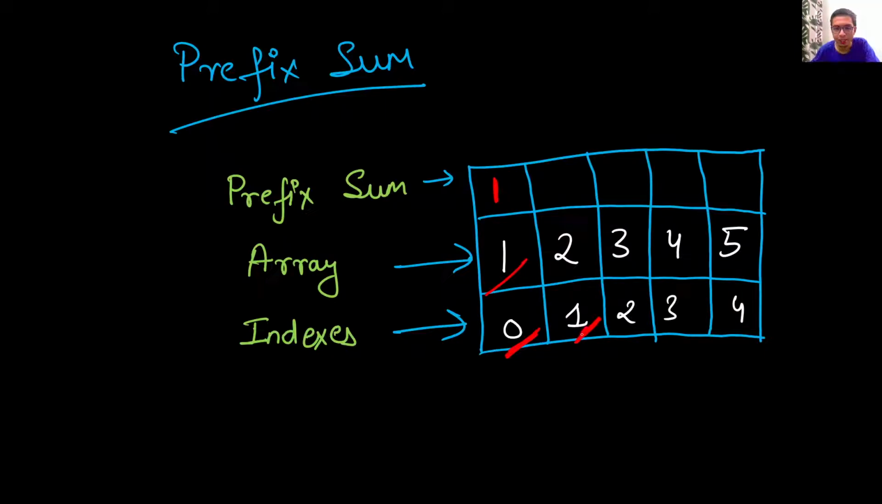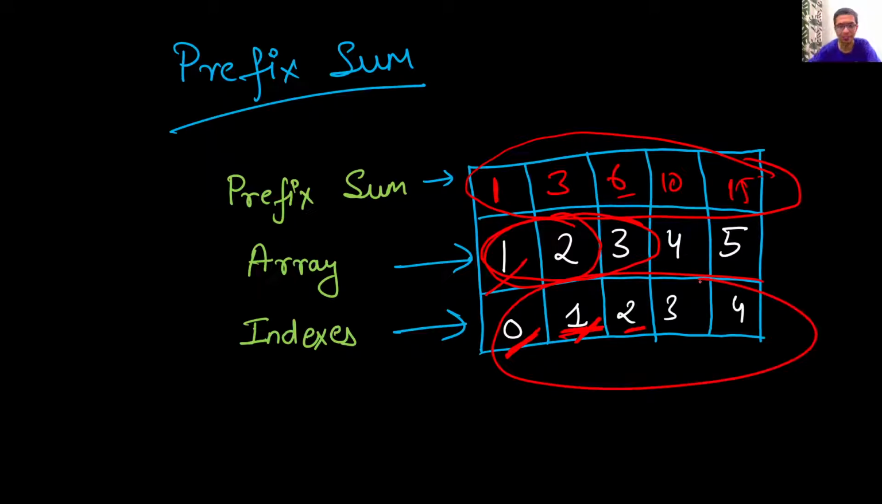At index 1, the prefix sum would be the sum of elements till this point. So till this point, I have these two elements, so I'll add these two. Now I have 1 plus 2, which is 3. So the prefix sum at index 1 is 3. Similarly, at index 2, I'll take this sub-array, so the prefix sum till this point would be 1 plus 2 plus 3, which is 6. Similarly, I'll add 4 to this 6 to get 10, then 15, and so on. So this is the prefix sum for the respective indexes.